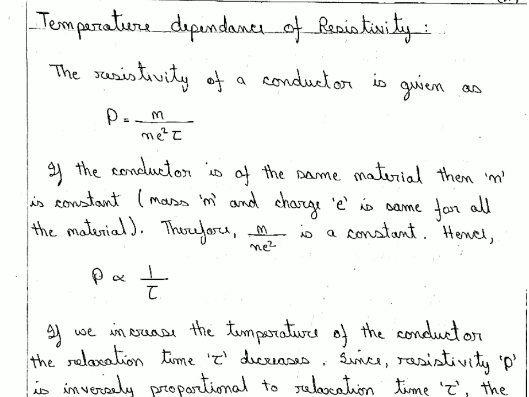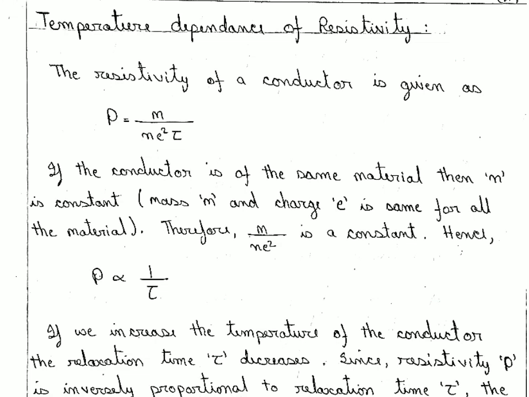Now for this tau, this depends upon temperature. In this case, we shall change the temperature. So here tau will no longer be constant because we are changing the temperature. So hence your rho will be inversely proportional to this relaxation time tau. Now to recall, what is this relaxation time?